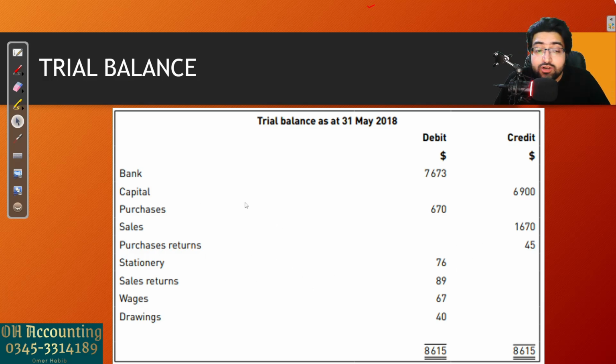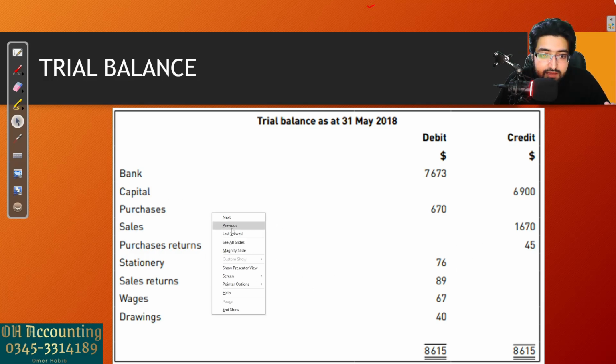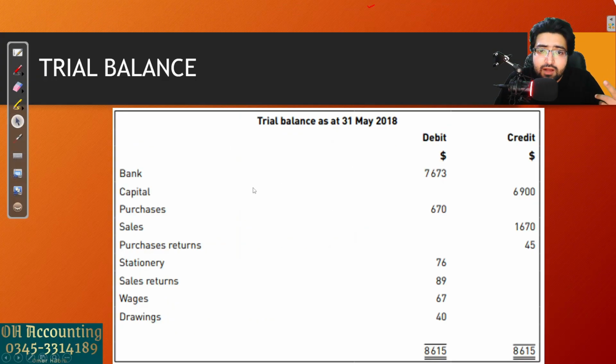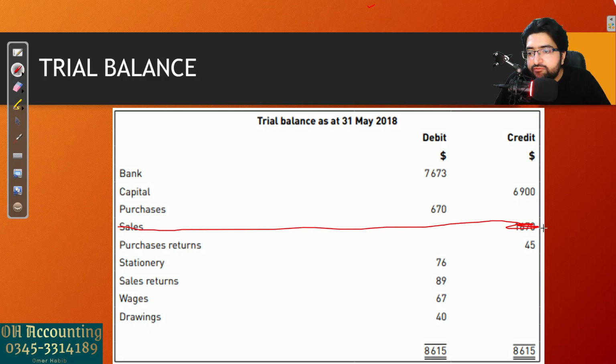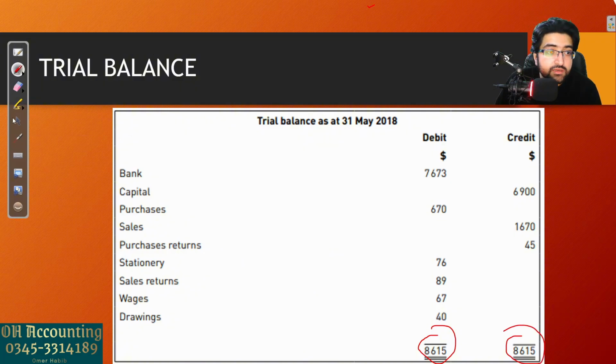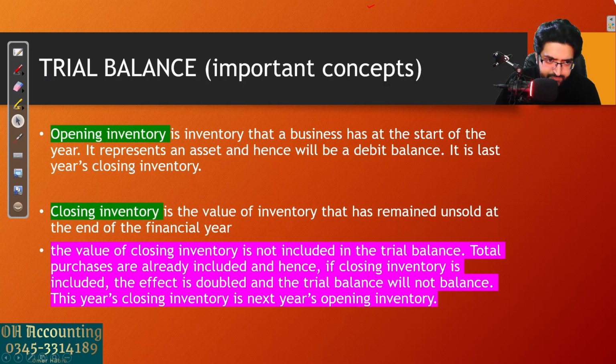Or if we did not skip any account. For example, this is the sales T account, but we forgot to record this in the trial balance. We have recorded all the accounts, but we forgot to record this T account. So obviously there will be a difference of 1670 because of this, right? So these basic errors can affect the totals of the trial balance, but if you have made no mistakes, these two should be equal. Now in this chapter, they also want you to know how to correct a trial balance with mistakes. Okay, let's look at the important concepts first.